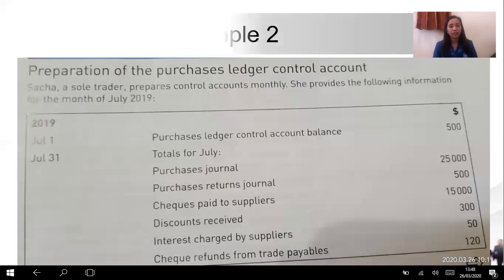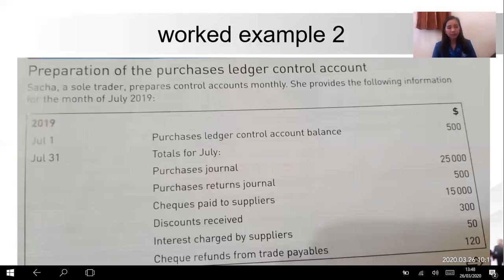Okay, this is like the worked example. A sole trader prepares a control account monthly. She provides the following information for the month of July 2019. So here, 1st July, purchase ledger control account balance 500. Total for July: purchase journal 25,000, purchase return journal 500, check paid to suppliers 15,000, discount received 300, interest charged by supplier 50, and check refund from trade payable 120.